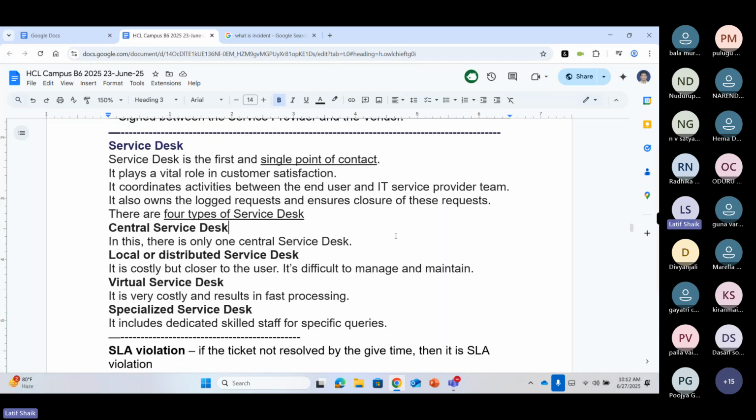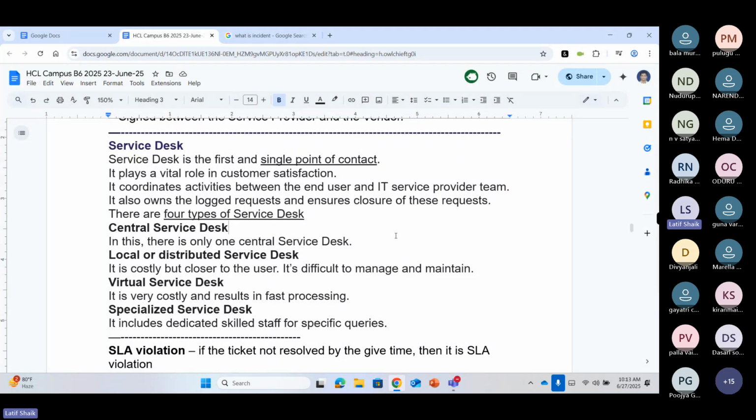Specialized service desk. Dedicated staff is given for a specific type of queries. When any kind of incident occurs, the government conducts a specialized service desk only for specific queries, like first-look information, some disaster related. Like that in IT organizations also. Specific type means only this product related, or specific recruitment related, or maybe technology related support. Specialized teams are given for specific types of queries.